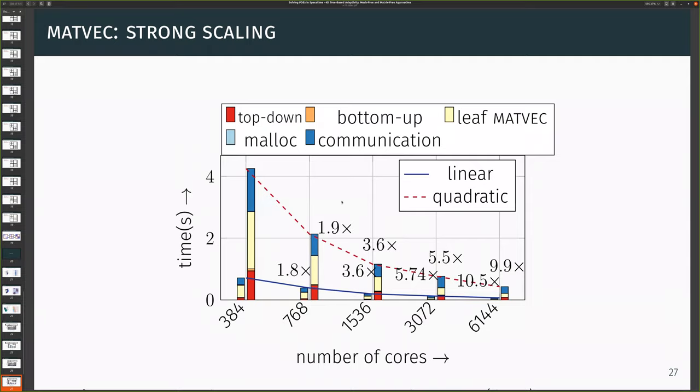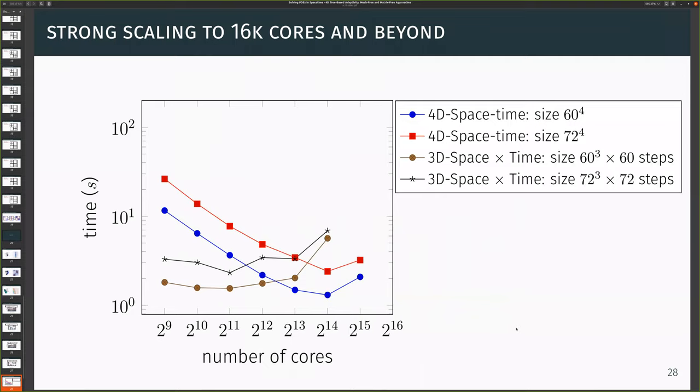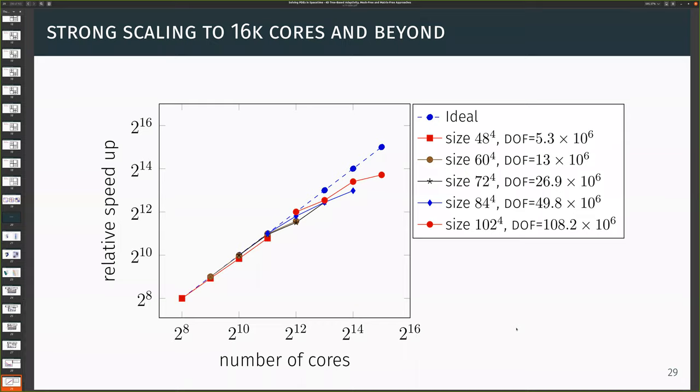And these are the matrix vector multiplication results for the strong scaling across 6,000 cores. I think I have shown this plot. We show that we can scale in the strong scaling sense. The space-time discretization gives you better scalability, and we have scalability across 16,000 cores on Stampede. And this is the weak scaling, and you can see this is the ideal strong scaling, and we can see the 4D space-time discretizations tend to scale more ideally compared to the 3+1 discretization.